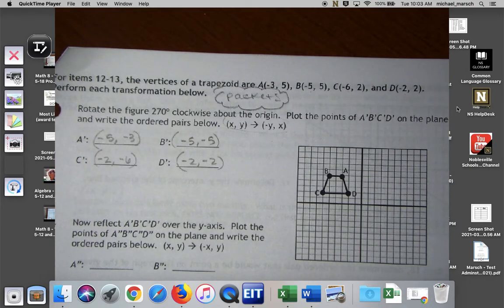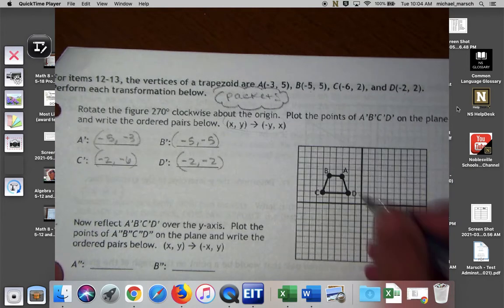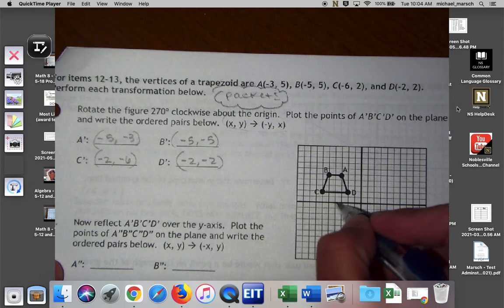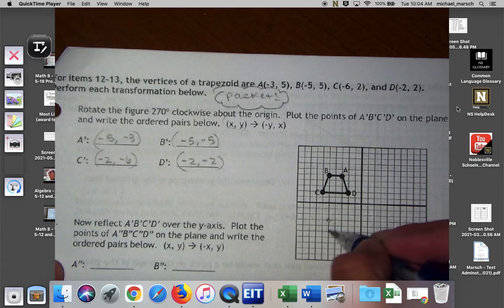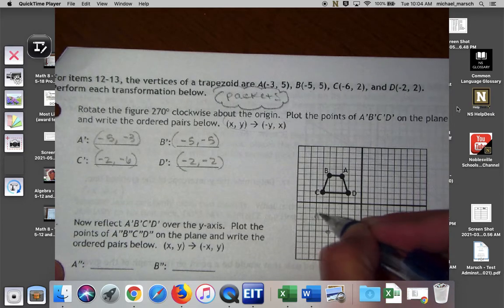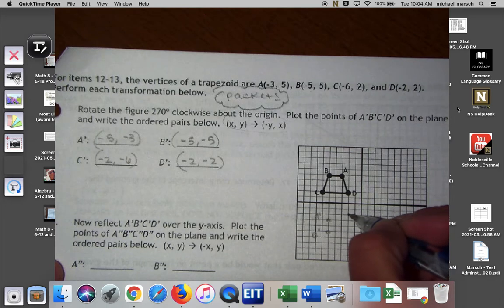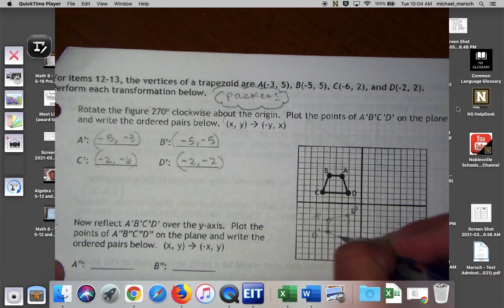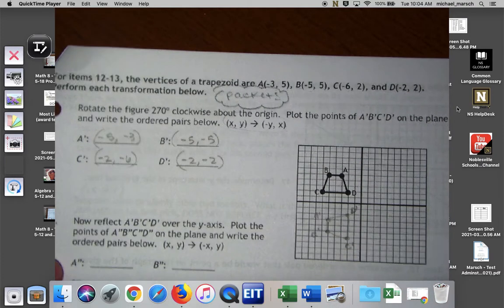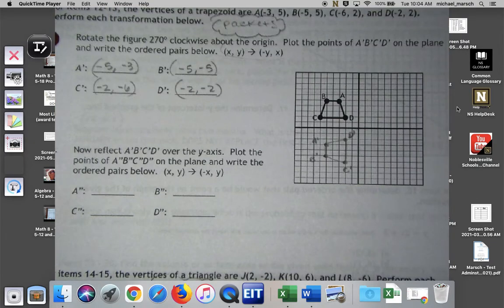So now I'm going to plot this. Okay, so negative 5, negative 3, negative 5, negative 5. So there's my A prime, B prime, negative 2, negative 6. That's my C prime. Negative 2, negative 2 is my D prime. So there's my rotation of 270 degrees clockwise. And now they want us to reflect it over the y-axis.